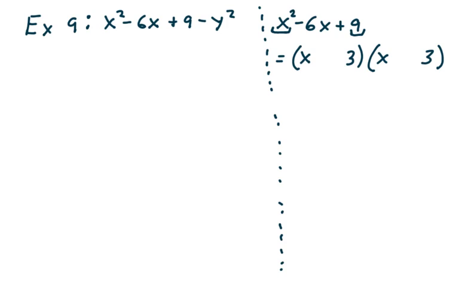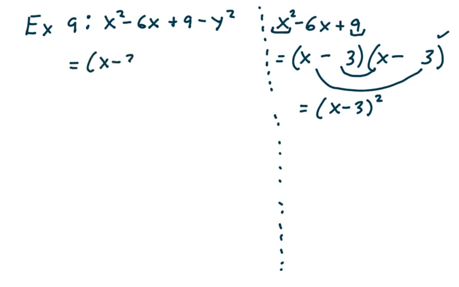But to get that middle term of negative 6x, both the 3's have to be negative, right? Negative 3x minus 3x is negative 6x. And so this is how we factor x squared minus 6x plus 9. But we could write that as x minus 3 raised to the second. So this is x minus 3 raised to the second minus y squared. So in other words, I took the first three terms and just substituted in x minus 3 to the second. And now I'm ready to factor.